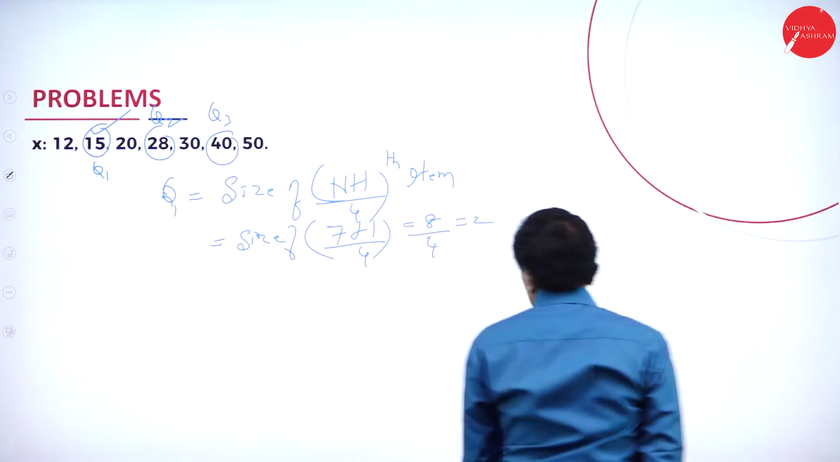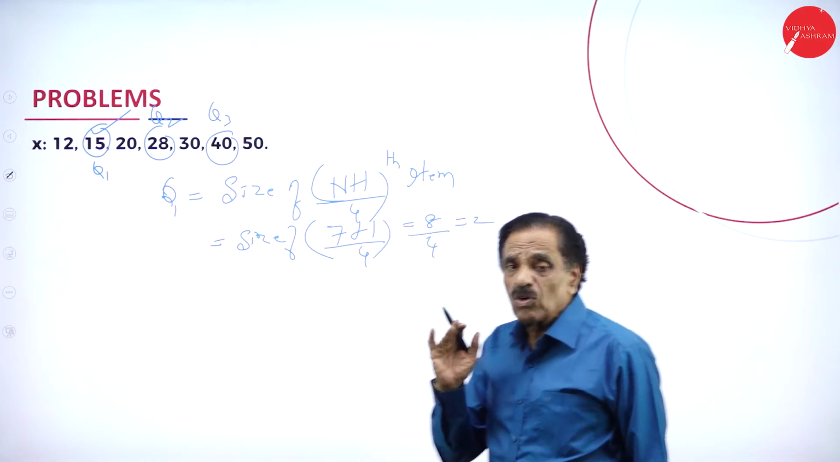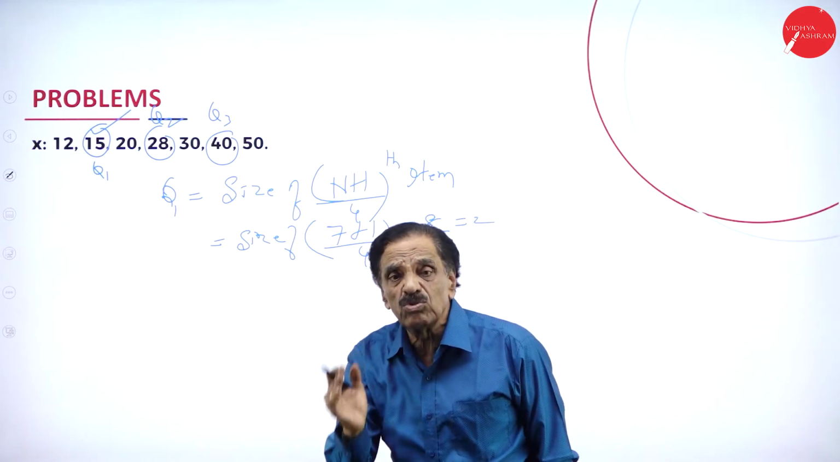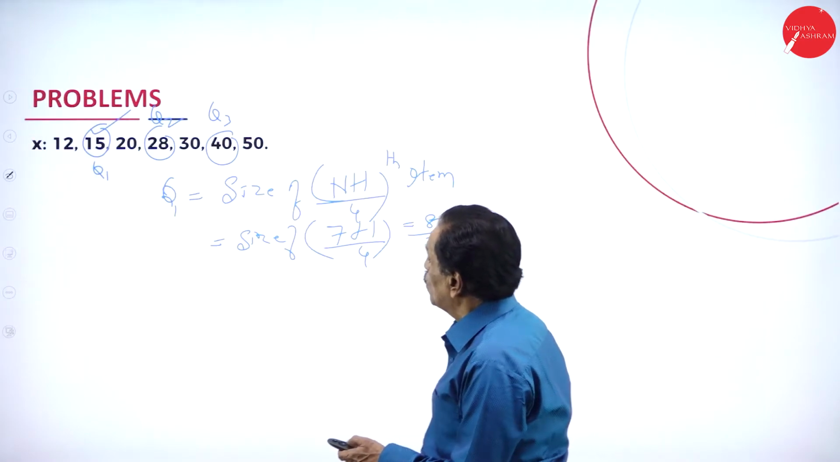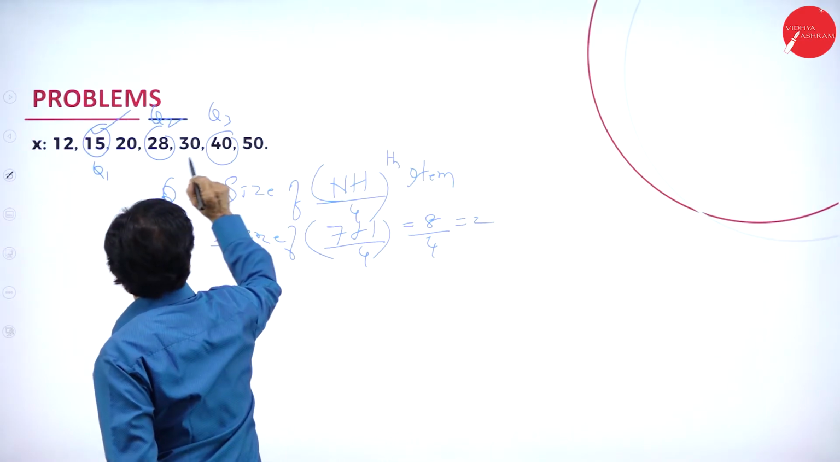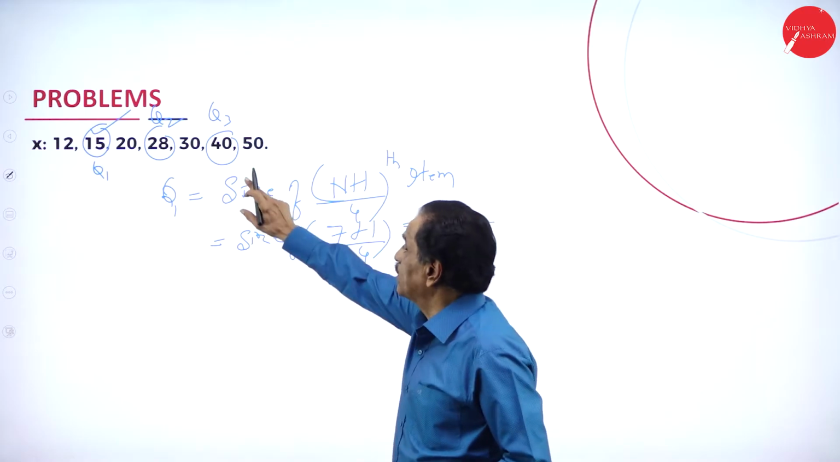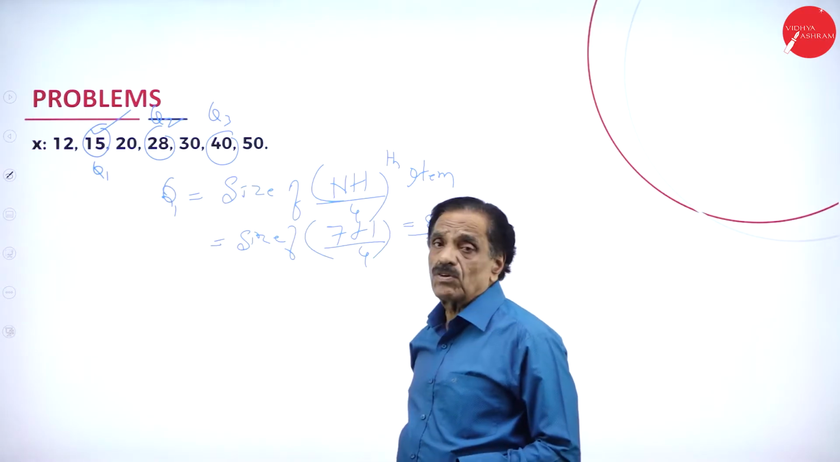Now, what is quartile deviation? I told you, quartile deviation is nothing but Q3 minus Q1 divided by 2. So what is Q1? Q1 lies under 15, Q3 under 40. So 40 is your Q3, 15 is your Q1. Remember?